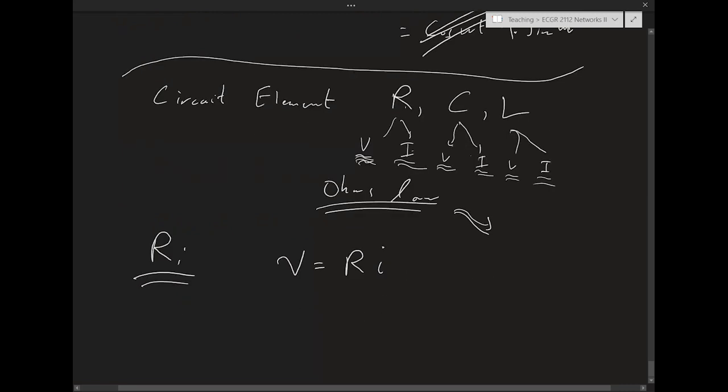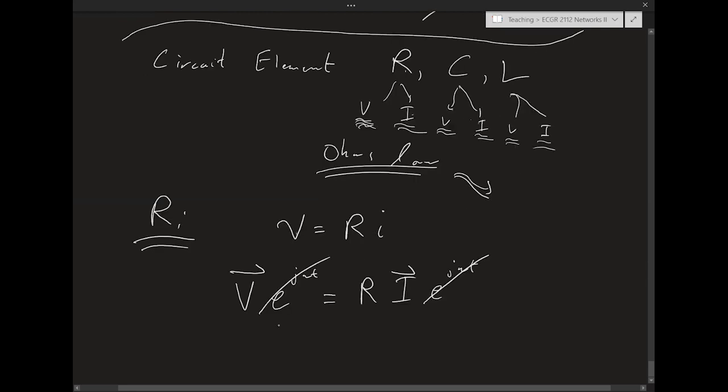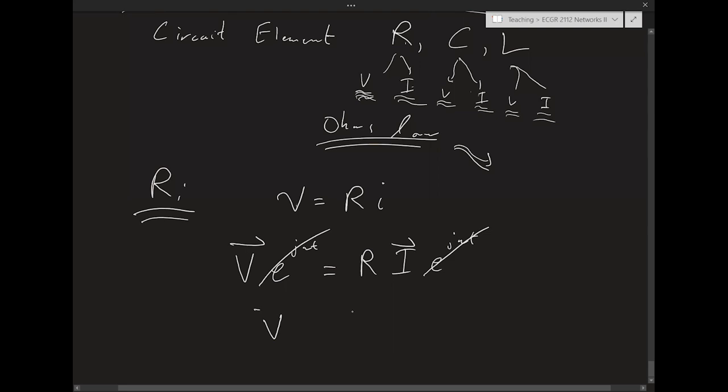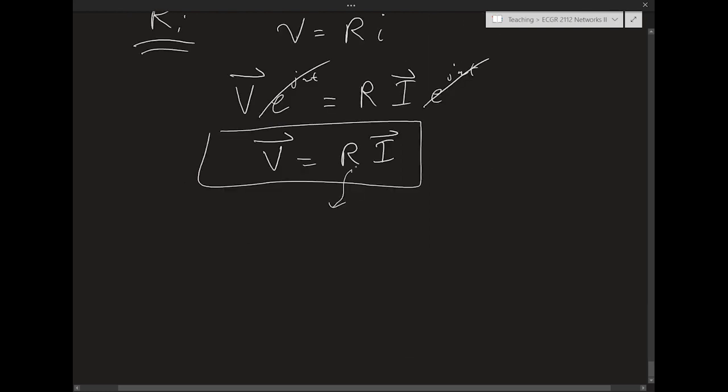I turn this into a phasor. Let's say I have a sinusoidal source. So I have the V phasor, I have the implicit e^(j omega t), equals R times the I phasor, right? e^(j omega t), right? Cancel out. This is the basic relationship: V phasor equals R times I phasor for a resistor. And the resistor is just a real number, right? The resistance is just a real number.